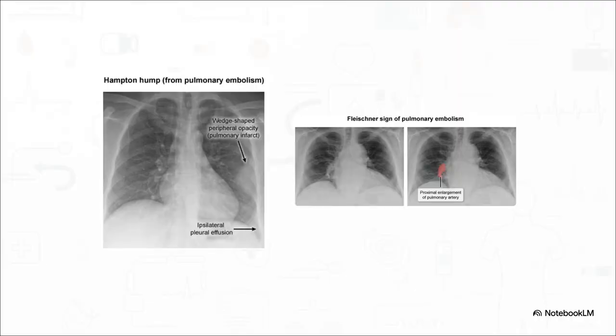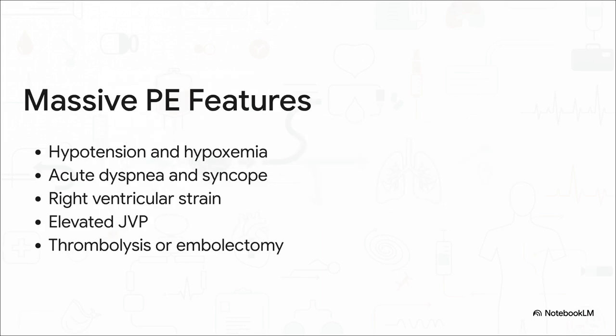And this brilliantly illustrates the pathognomonic radiological signs of a pulmonary embolism. On the left, we're looking at the Hampton hump, a wedge-shaped peripheral opacity indicating a pulmonary infarct. And on the right is the Fleischner sign, showing proximal enlargement of the pulmonary artery. When a massive PE causes actual hemodynamic instability, evident through hypotension, hypoxemia, acute dyspnea, syncope, elevated JVP, and right ventricular strain, the algorithm branches directly to systemic thrombolysis, or embolectomy when appropriate.